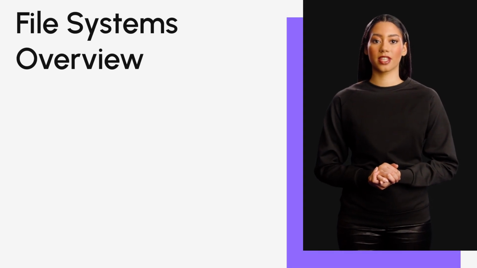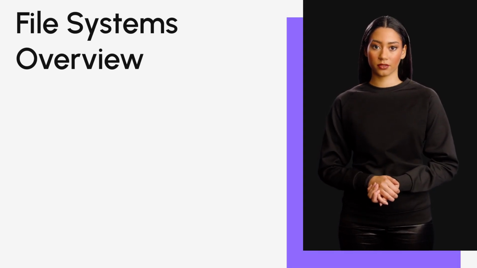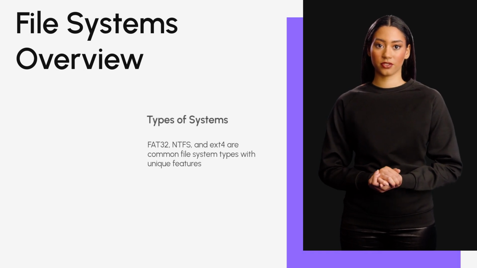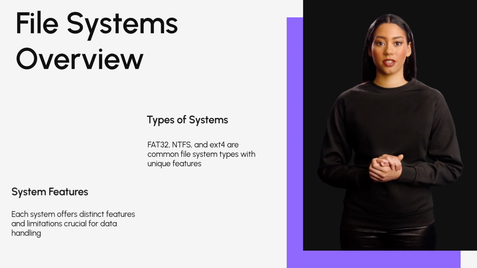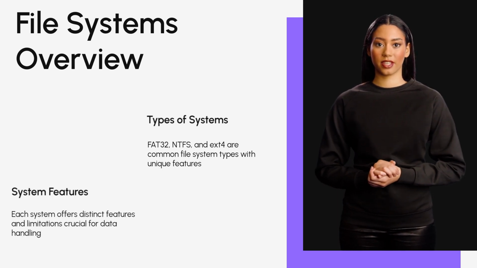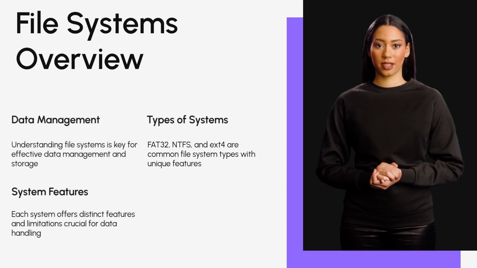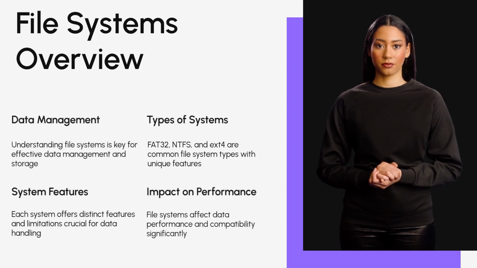File systems manage how data is stored and retrieved. Common types include FAT32, NTFS, and ext4. Each file system has unique features and limitations. Understanding these systems is crucial for data management. They impact performance and compatibility.